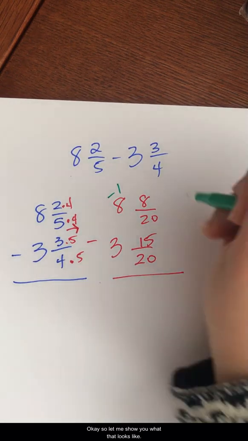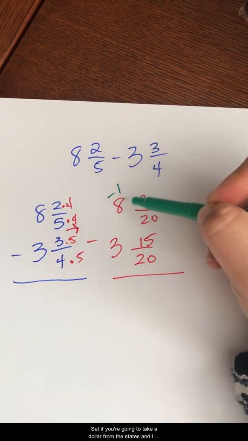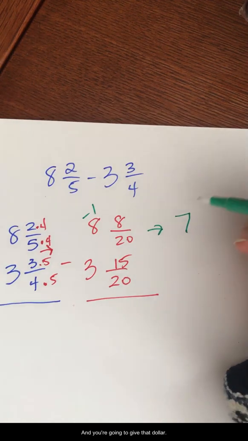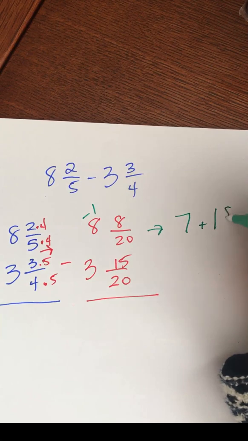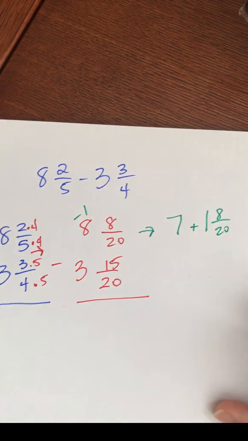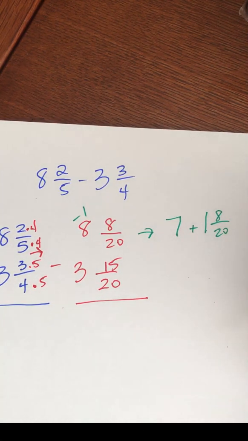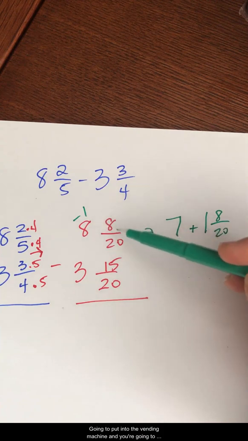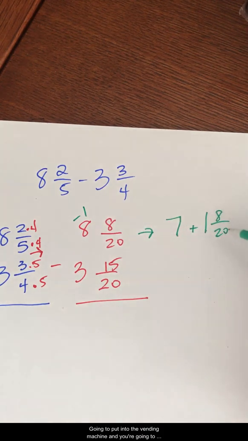Okay, so let me show you what that looks like. So you're going to take $1 from this 8, so now you're going to have $7 cash, and you're going to give that dollar to the 8/20ths to make change. Okay, so you're going to take $1. Just think about you're at the arcade. You took $1 cash, you're going to put it into the vending machine, and you're going to go get change. So now you have more than 8/20ths, so you have $1.08.